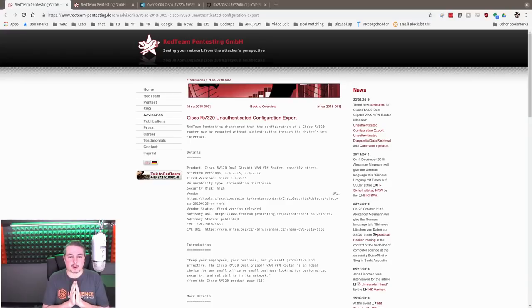The security people over at Red Team Pen Testing found a big flaw in Cisco: Cisco RV320 Unauthenticated Configuration and Export. Now, this was properly disclosed to Cisco. Cisco does have a patch for this, but as we know, many firewalls and many people installing these are set it and forget it, as opposed to actively engaging and updating these firewalls to close some of these problems.